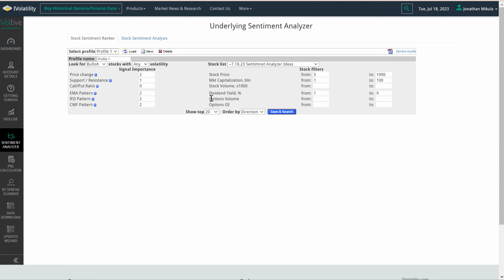If you're trading thinly traded names or like a foreign market, what you could do is you could specify the volume and the options open interest. So that way you don't see wonky, thinly traded names. And then you could do show top 20. Obviously, we don't have 20 names in this new list we just created today as an example. But if you're looking within the S&P 500, for an example, you can show top 5, 10, 20, 50, 100, or 200, right? And we hit save and search.